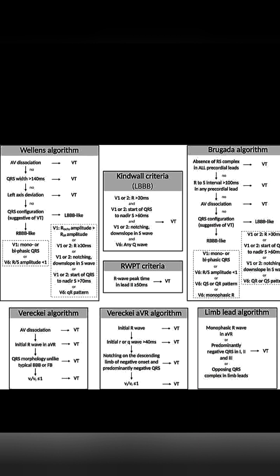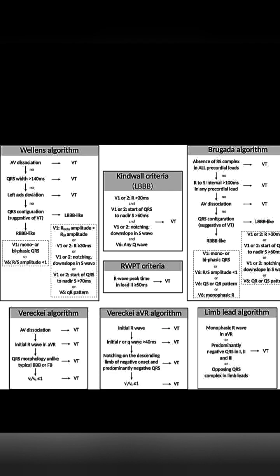Vereckei algorithm is that if there is AV dissociation, there is VT. If there is no AV dissociation, look for QRS width. If more than 140 milliseconds, it is VT. If not, then look for left axis deviation. If there is left axis deviation, it is VT. If there is no left axis deviation, you will look for QRS configuration. And if QRS configuration is suggestive of VT, it is left bundle branch block or right bundle branch block.